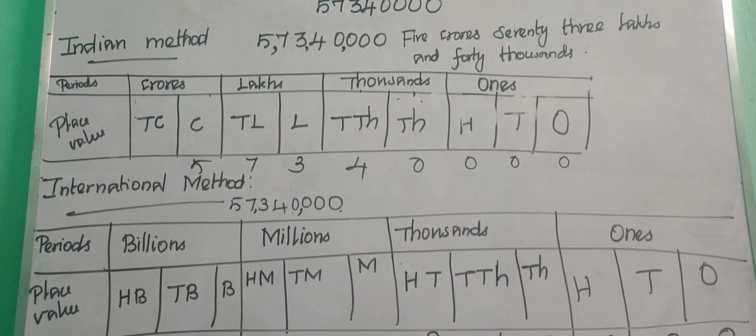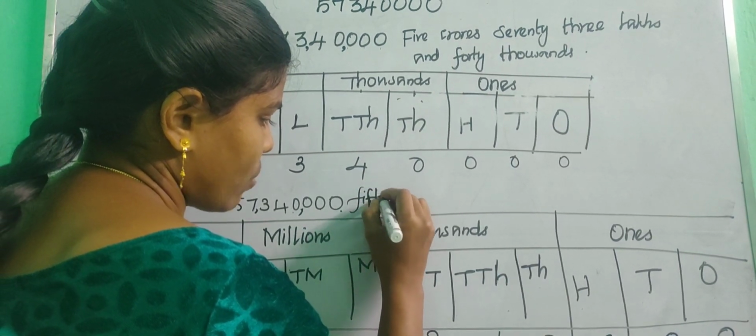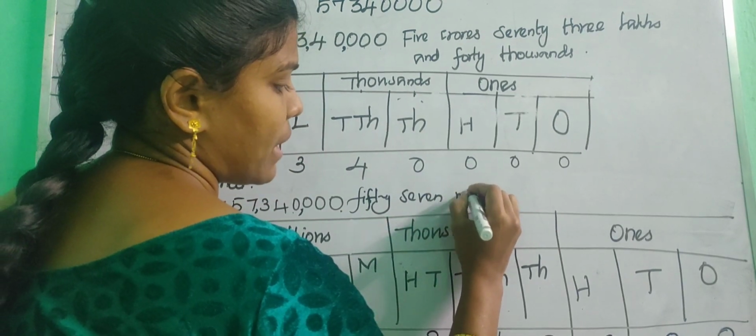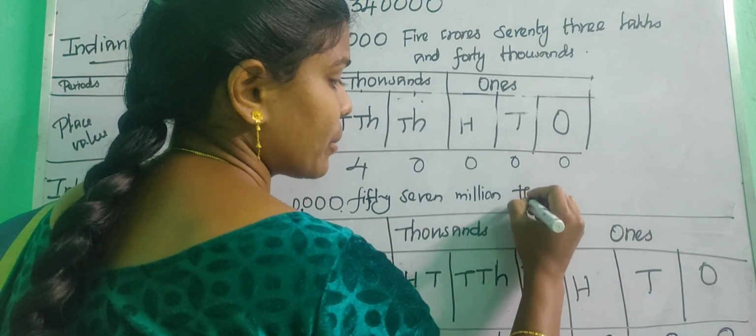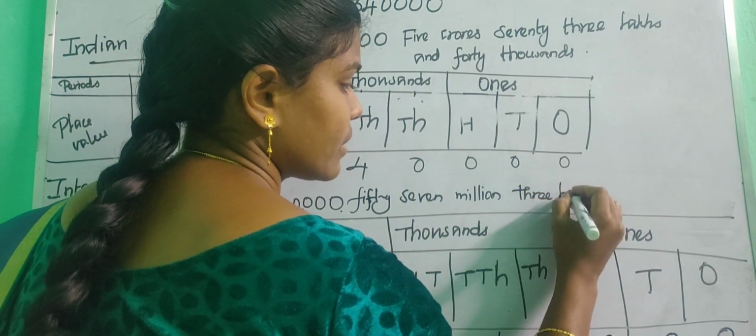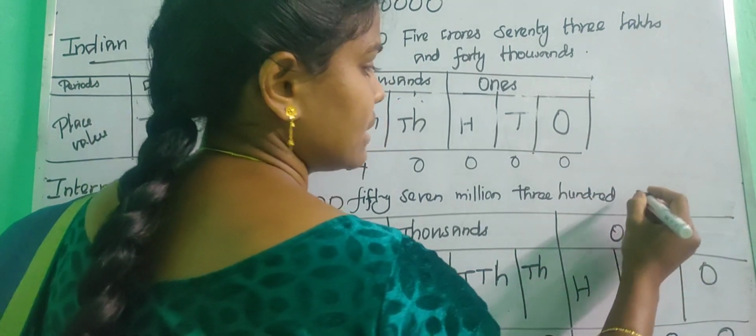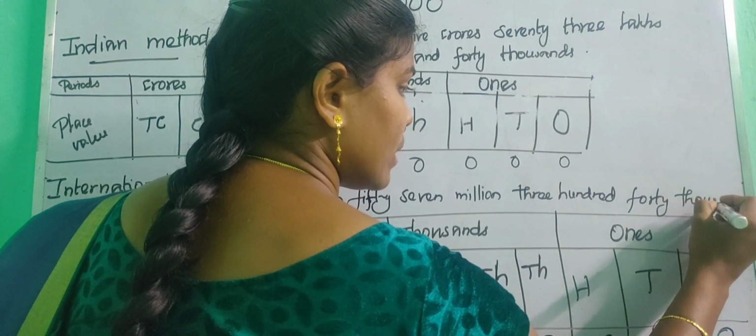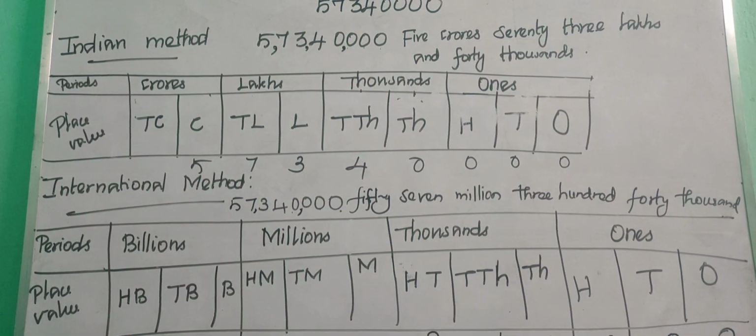So let us write 57 million, 340,000. That's it, okay children. So we can write the number name very easily, okay children.